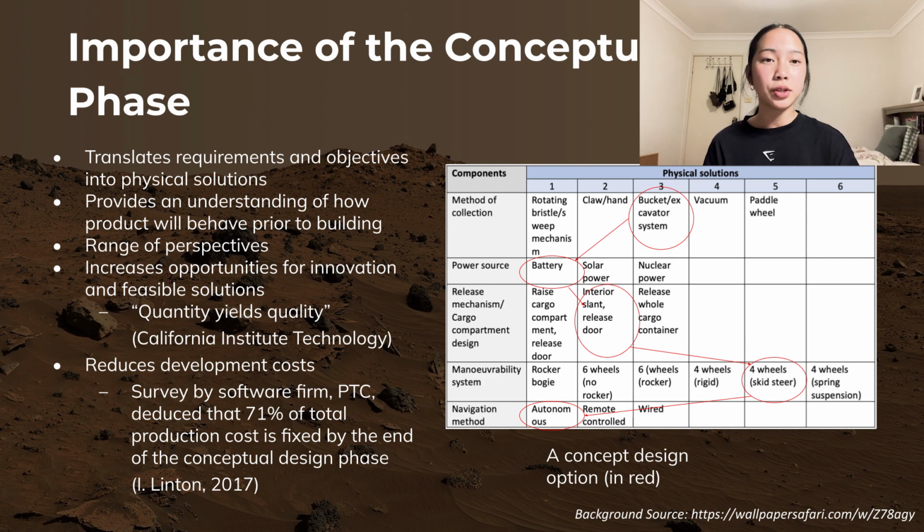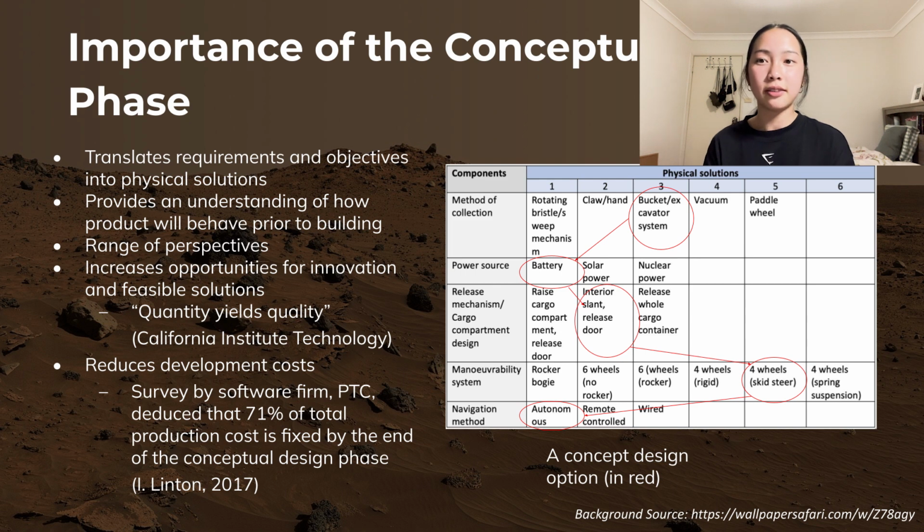In this case, the California Institute of Technology reinforces that quantity yields quality as it leads to more creative design solutions. Additionally, due to modification costs during the design phase being low, refining models during this process reduces development costs as it prevents engineers from having to make late design changes, which drives higher costs. A survey by a design software firm, PTC, found that a high proportion of development costs are committed at the conceptual design phase. 43% of this survey claim that 71% of the total product cost is fixed by the time they complete the conceptual design phase.